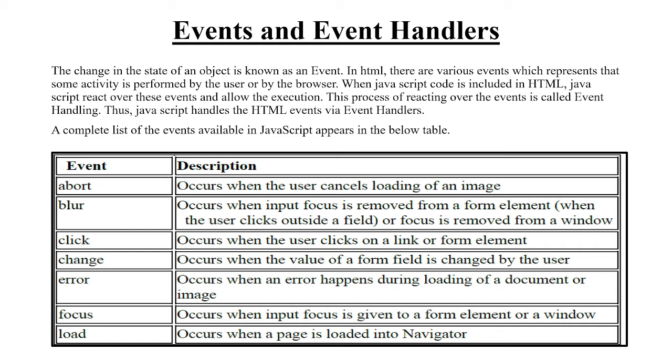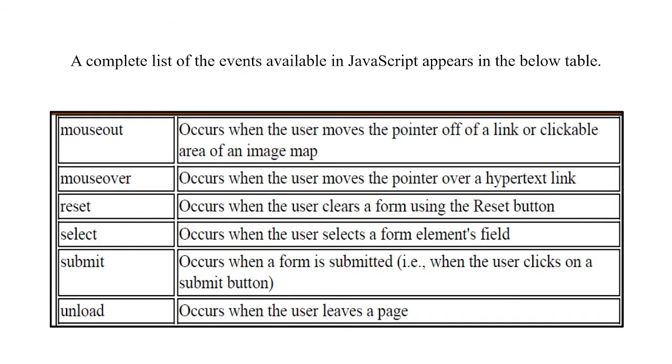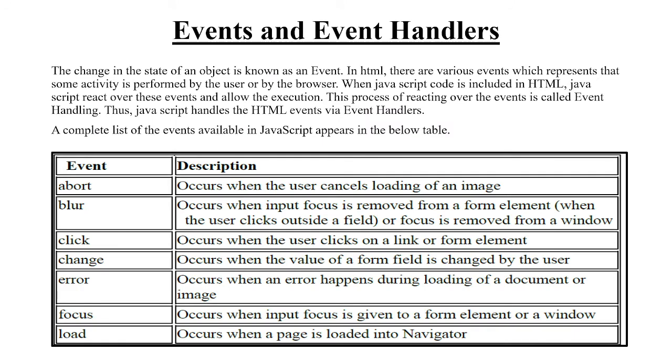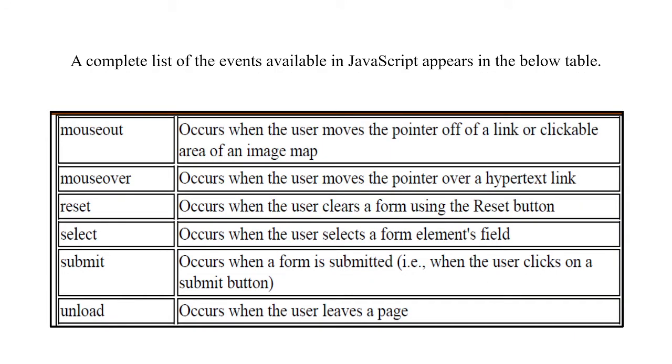In the same way, there are multiple events that the user or browser is going to perform, and such events can be handled by the JavaScript, which is included in our HTML. Now we are going to focus on the different event handlers. So here I have presented the complete list of events available in JavaScript in the below table along with the previous table. We have presented some events, and here some more events I have presented: mouse out, mouse over, reset, select, submit, unload.